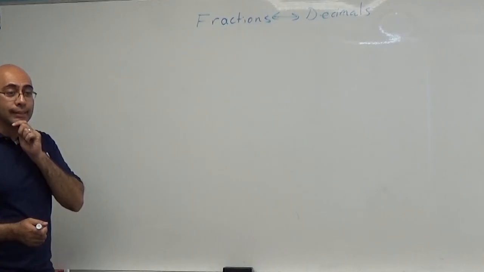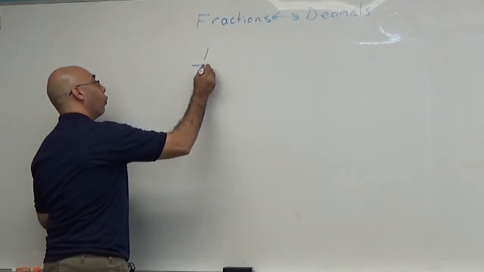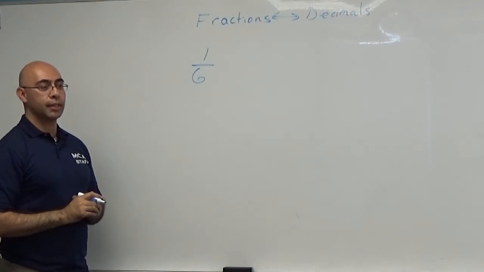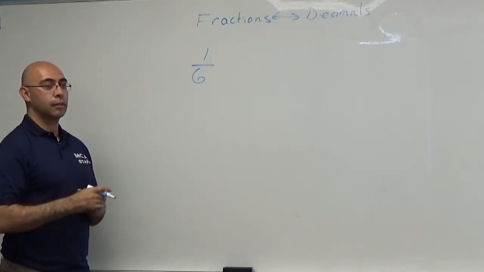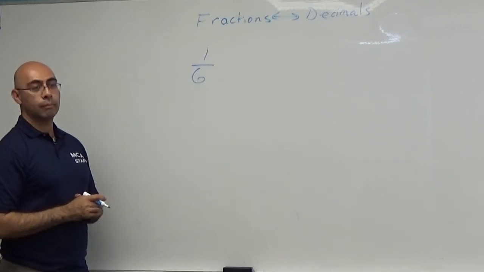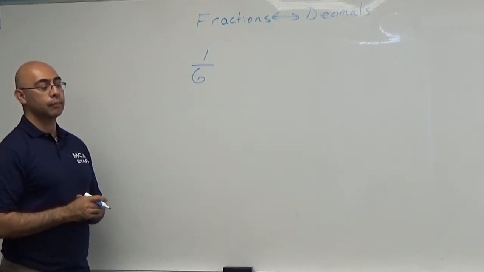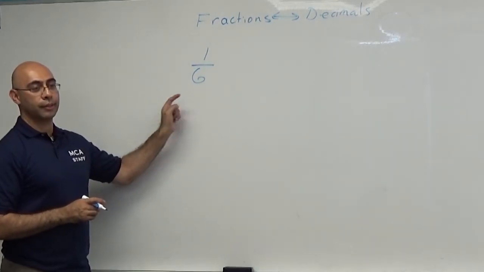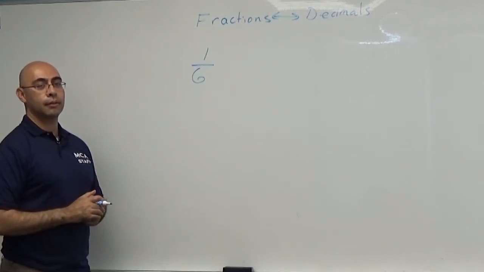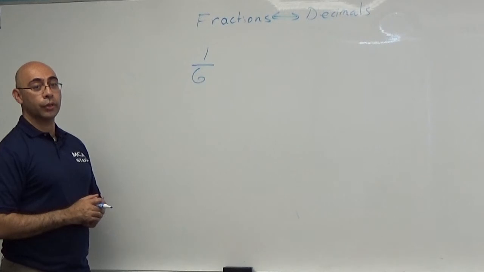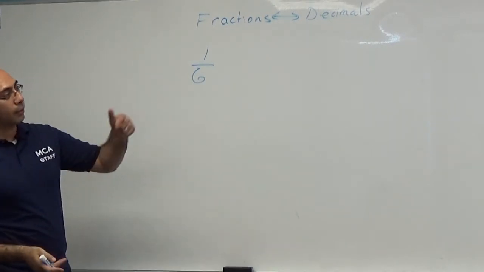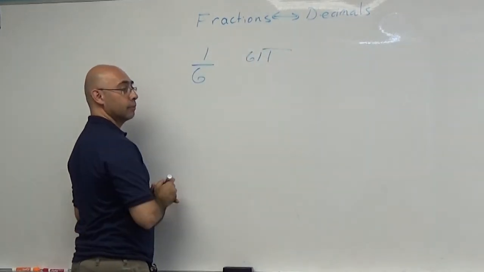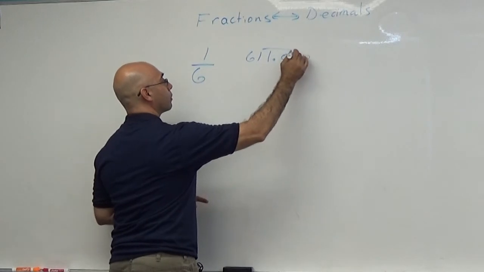All right. Let's see. 1 over 6. How would I turn that into a decimal? That's not a 10. That's not 100 or 1,000. So how am I going to do that? 1 divided by 6. There are a couple ways you can do it. You could just, this means 1 divided by 6, and just keep adding zeros and see how far you go.